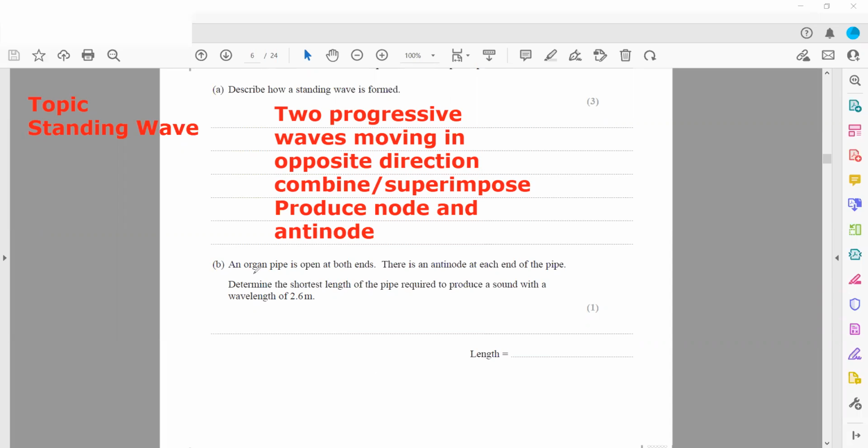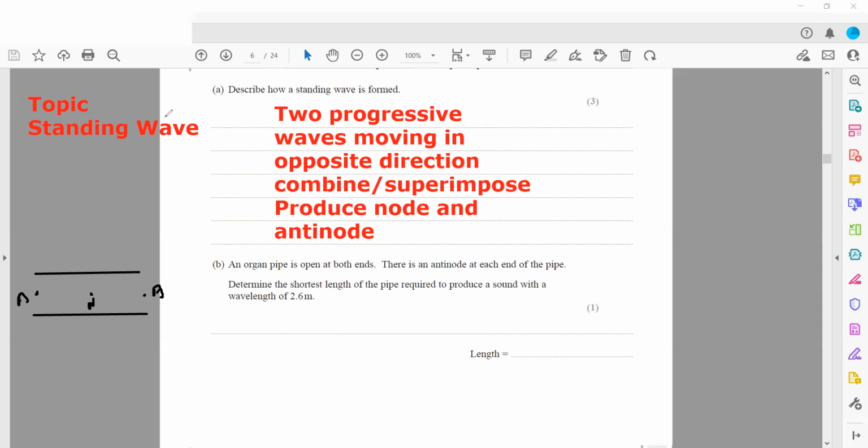Then, an organ pipe is open from both ends. So there is a pipe which is open from both ends. And remember, an open end will always produce an antinode. And there is an antinode at each end. So this side we have an antinode, the other end also an antinode. So between them there will be a node.